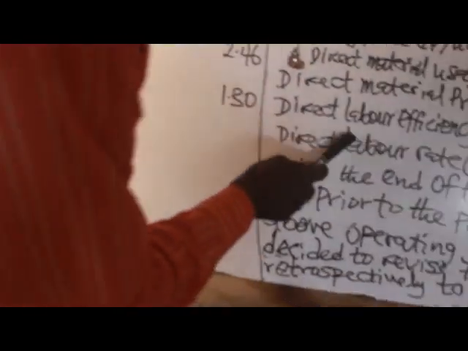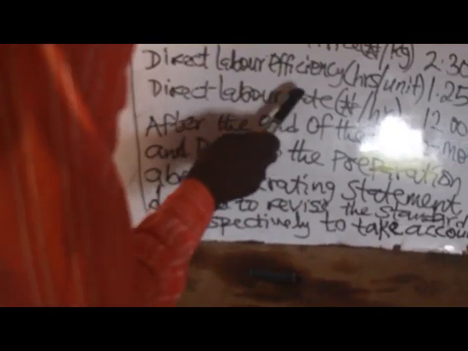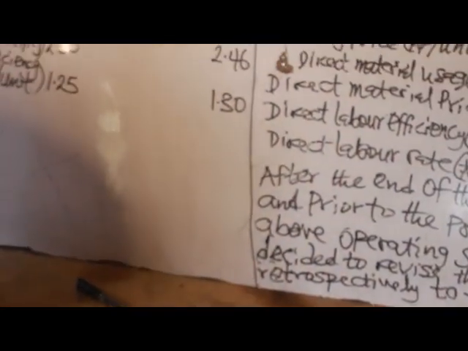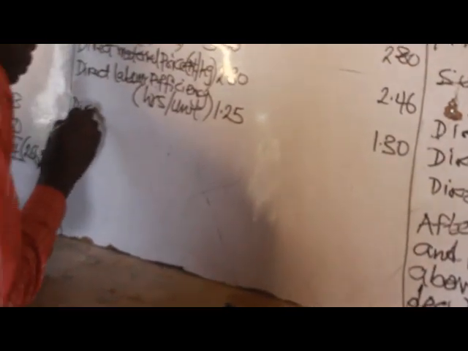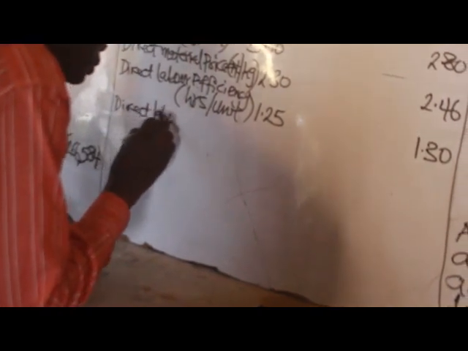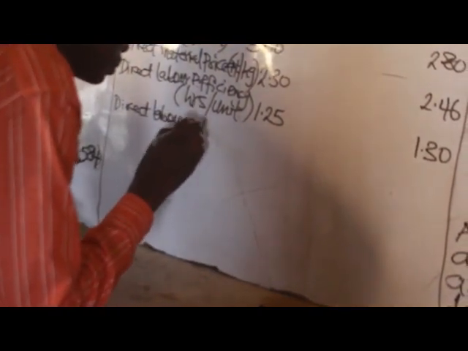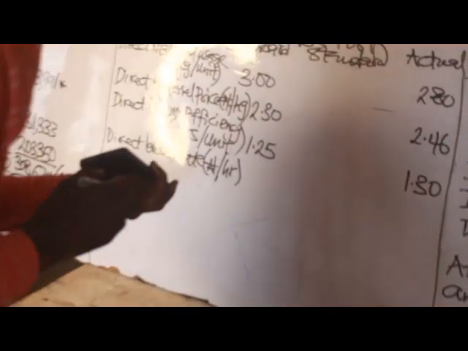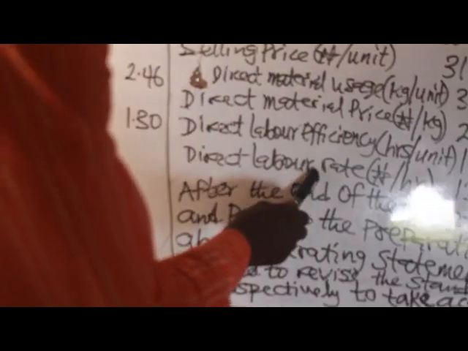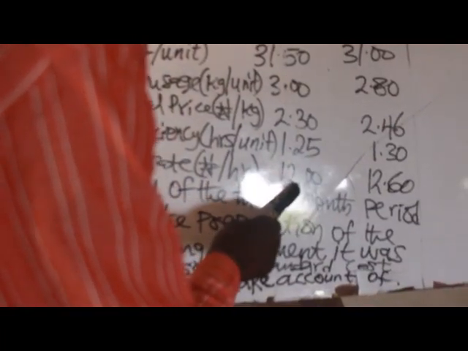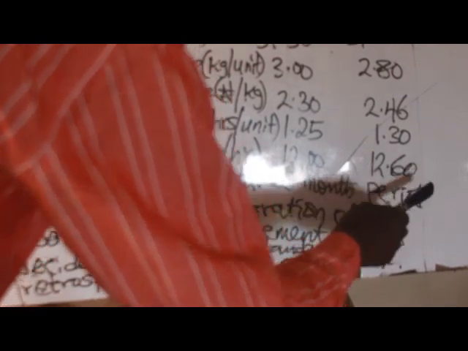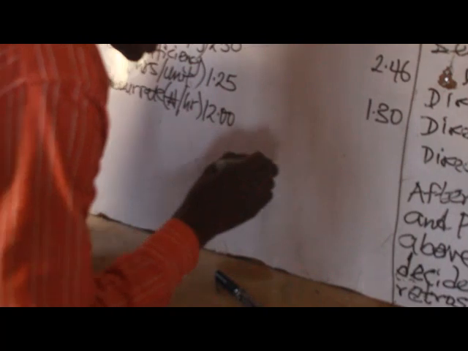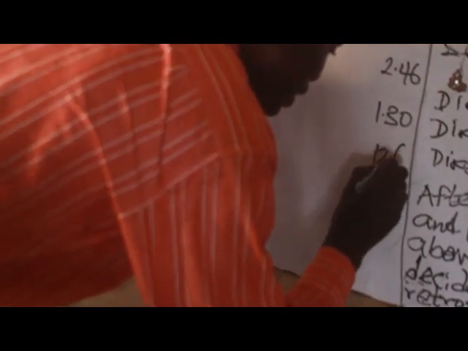Then we also have direct labor rate, naira per hour. Direct labor rate, naira per hour, we have 12 and 12.60. The standard is 12.00, the actual is 12.60.